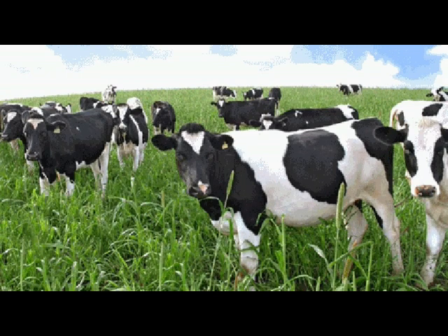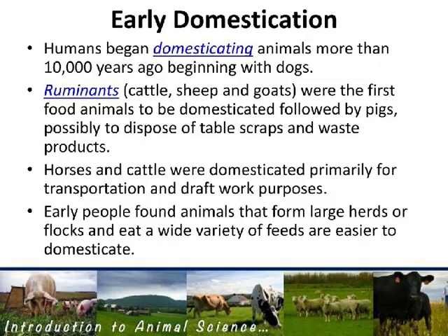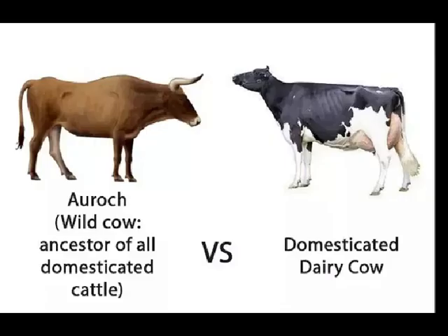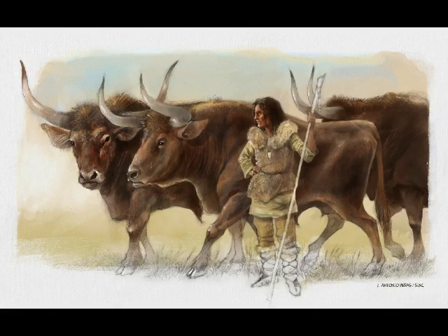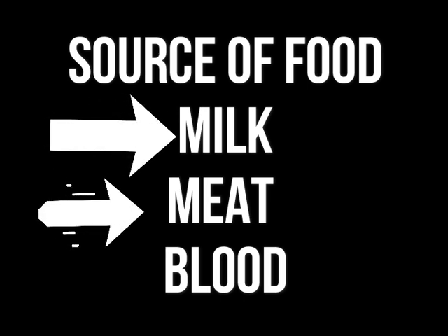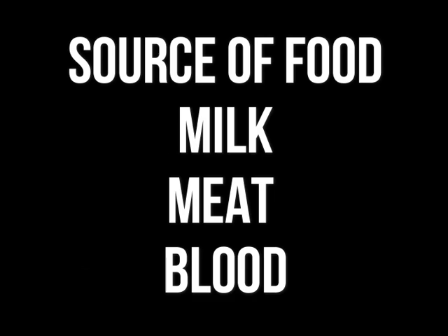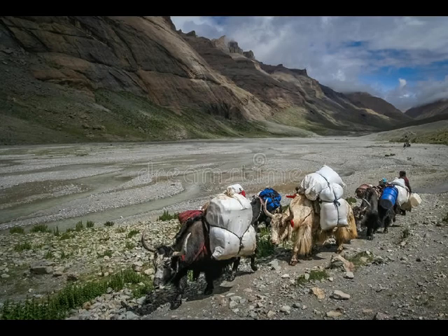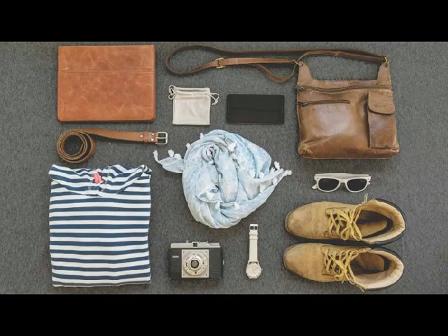Let's look at cattle. Now, cattle were first domesticated about 10,000 years ago. Where? In the Middle East. A wild animal called the aurochs was domesticated. Why? Because it had many uses. For example, it was a convenient source of food such as milk, meat, and blood. It could carry heavy loads and it could pull plows. This animal's hides could also be used to make clothes and shoes.